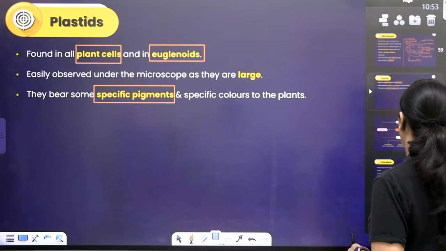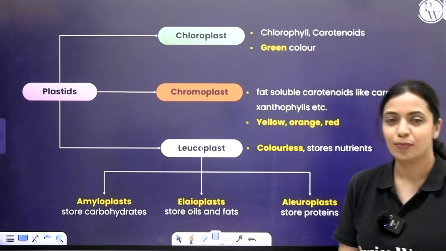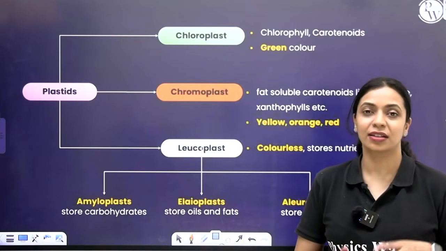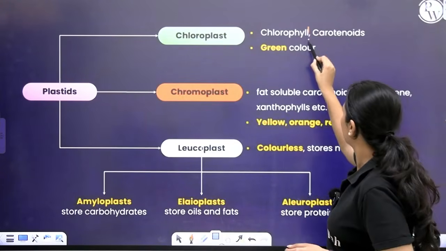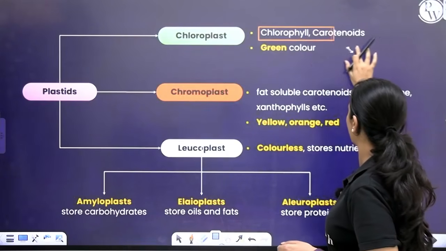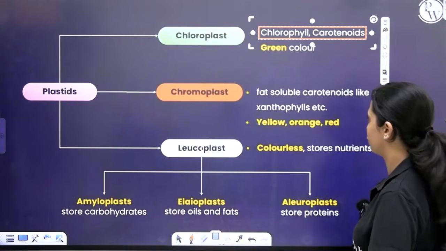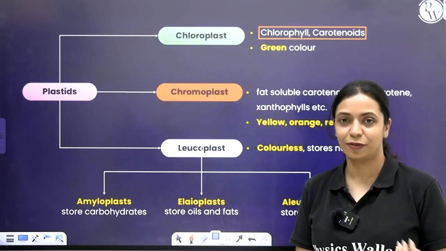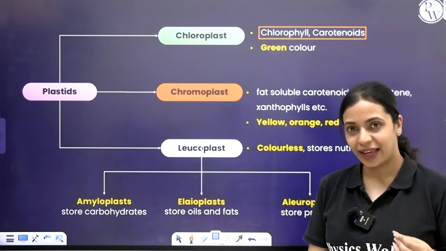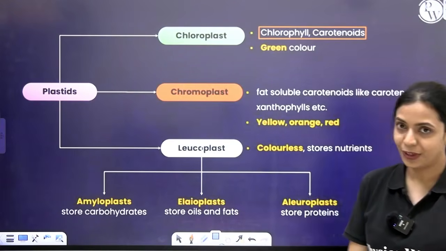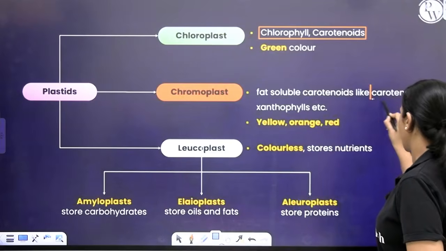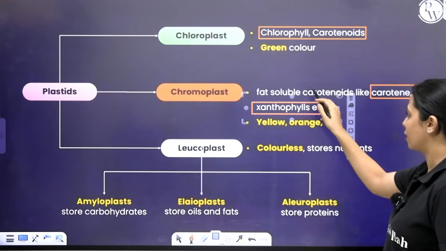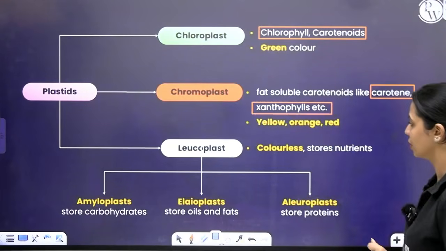You have three different types of plastids based on which pigment is present. Most popular one is chloroplast, then we have chromoplast, and then we have leucoplast. Chloroplast contains the green pigment chlorophyll. It will contain some carotenoids as well, but majorly green color is because of chlorophyll. Chromoplast imparts color to different plant parts like flower petals and fruits. So they contain pigments other than chlorophyll, such as carotenes and xanthophylls, yellow, orange, red colors. These pigments are fat soluble, they are not soluble in water.